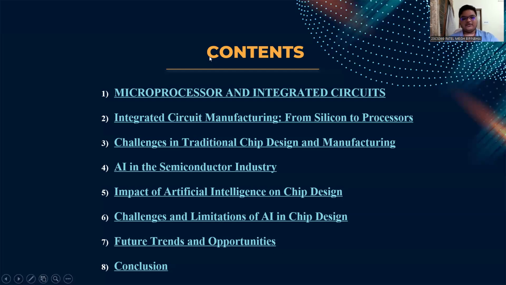We are going to discuss the following contents: microprocessor and integrated circuit, how integrated circuits are manufactured from silicon up to the processor that is ready, the challenges that are faced in traditional chip design and manufacturing, the role of AI in the semiconductor industry, the impact of artificial intelligence on chip design, and the challenges and limitations that AI possesses in chip design. We are also going to discuss the future trends and opportunities.